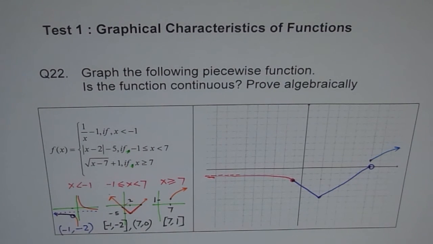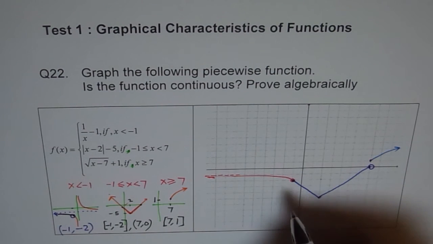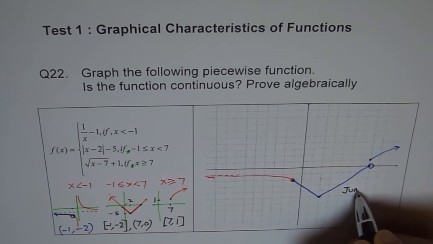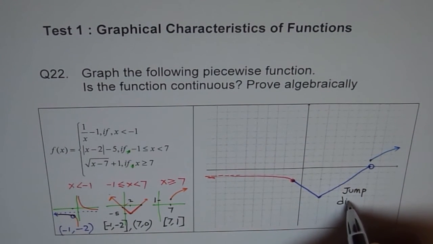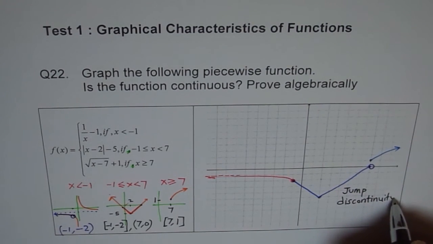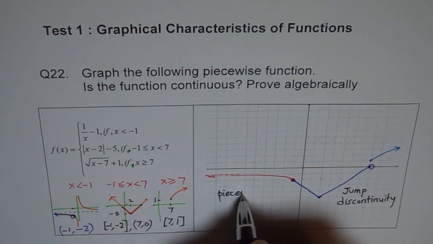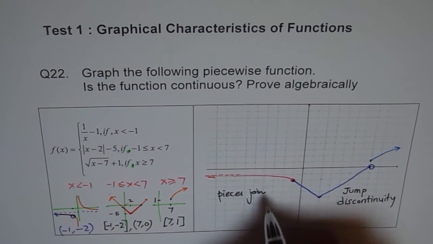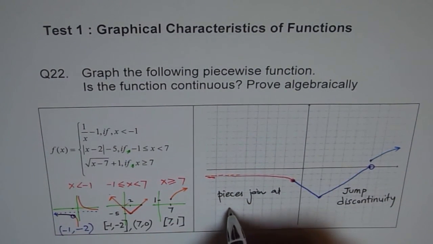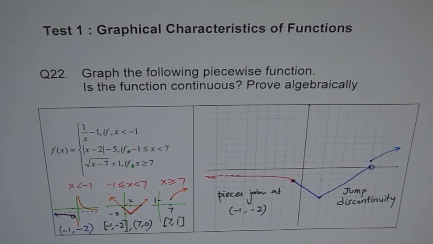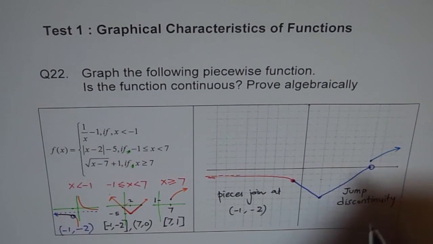So from this graph, we can see that the function is continuous here, and we have a jump discontinuity. So we say here jump discontinuity, right? Here pieces join together, right? We say pieces join at the point is -1, -2, correct? This point, correct? So here it is continuous and there's jump discontinuity.